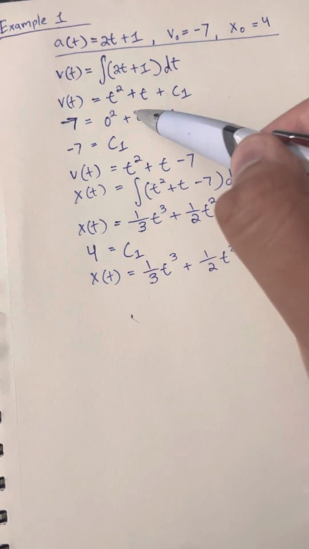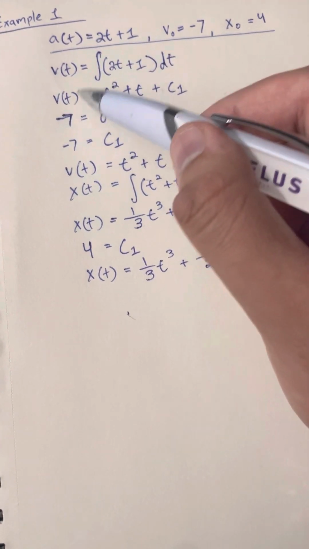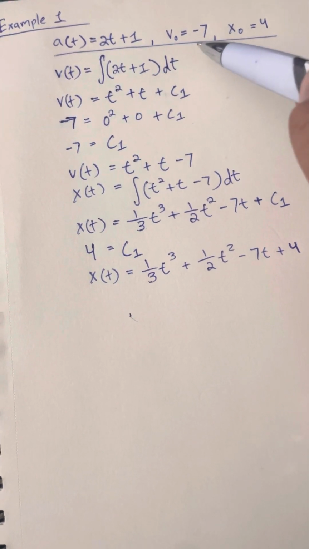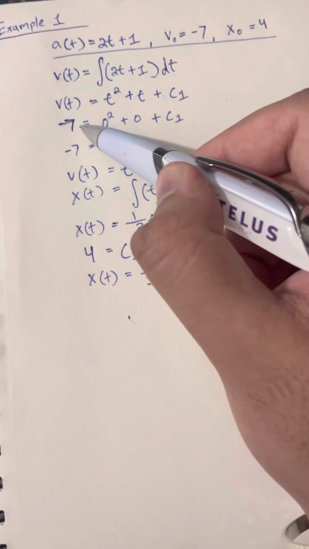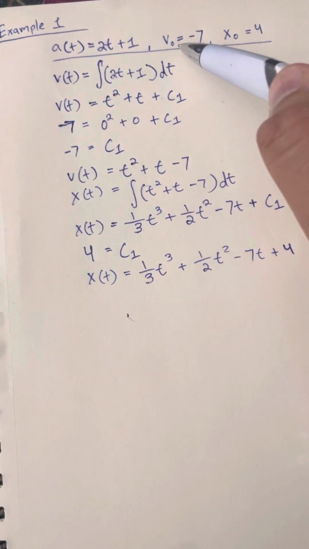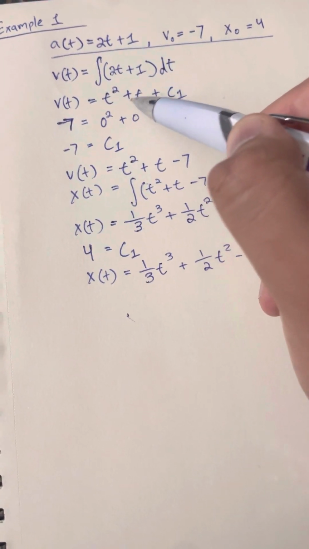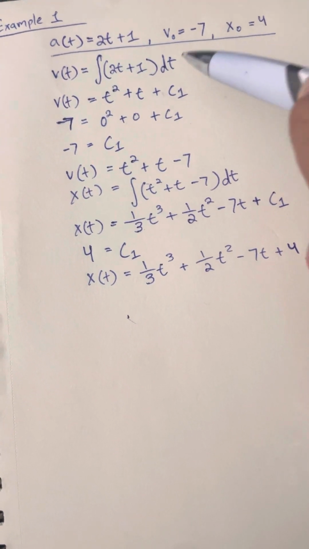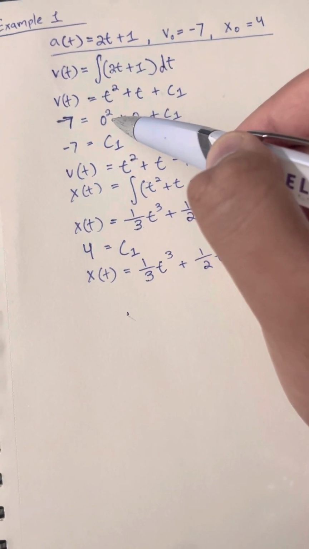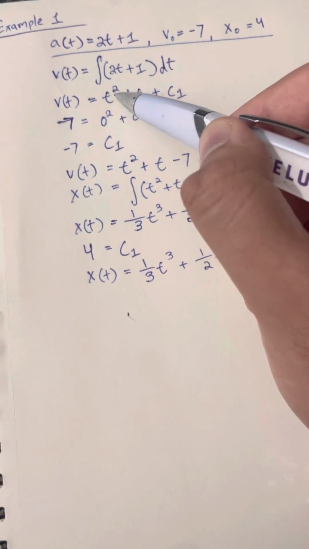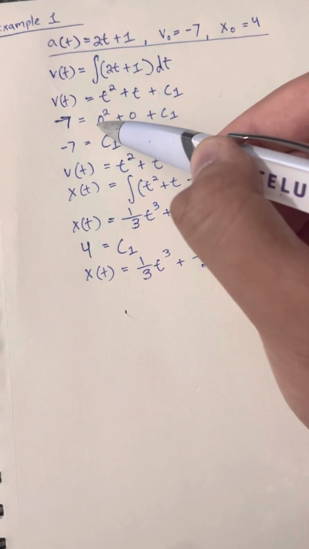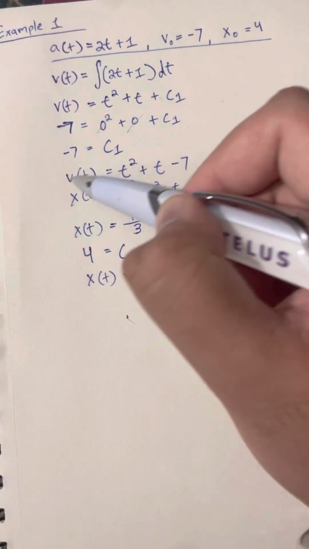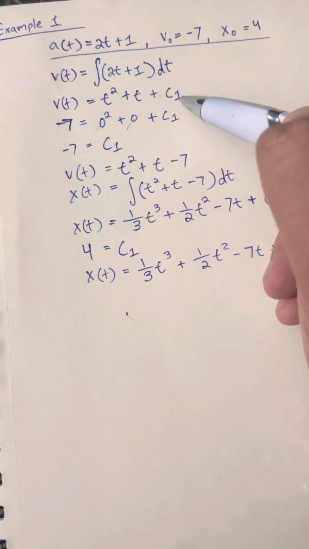So now that we have our velocity function, we arrived at velocity from acceleration, now we'll plug in the initial condition. We'll set it equal to -7. So at time 0, everywhere we see a t, we're going to put 0. At time 0, the velocity is equal to -7. When we do this and put 0 for t, this turns to 0, this turns to 0. We're left with c1, and c1 is equal to -7. So we found what this constant was.